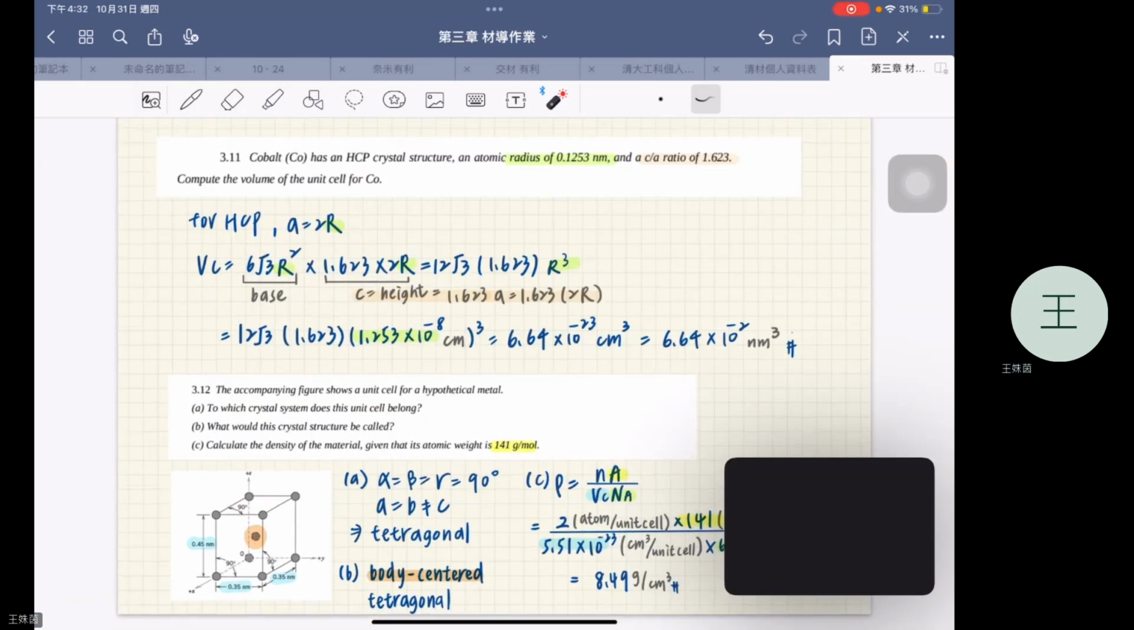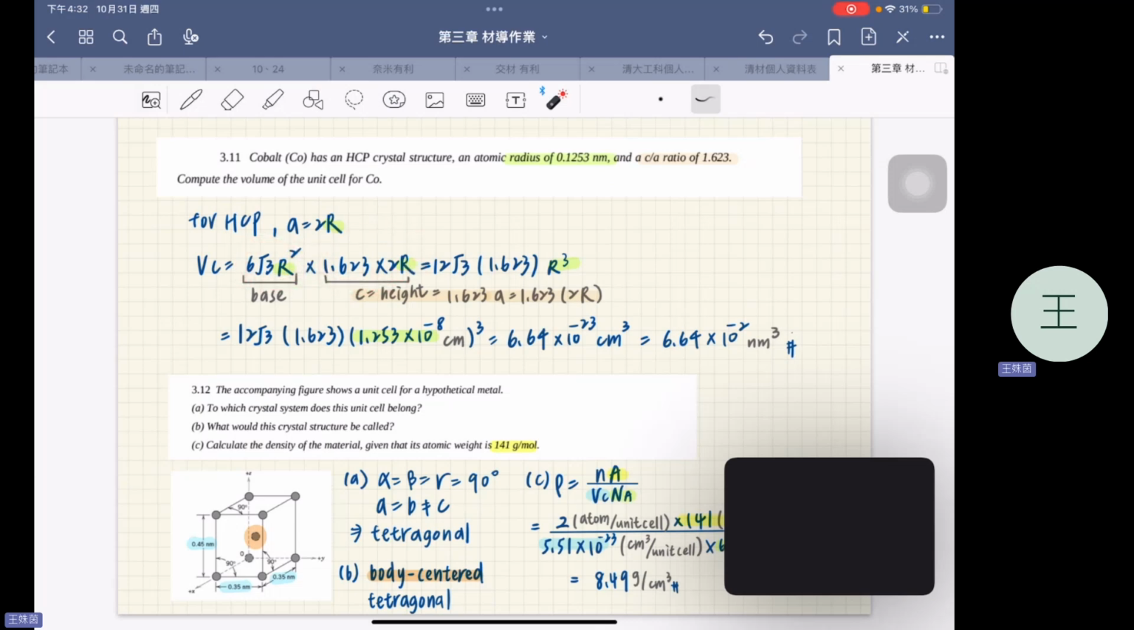Then for question 3.11, cobalt has an HCP crystal structure and an atomic radius of 0.1253 nanometer. We also know the c/a ratio because we want to know the height of the HCP, so c/a equals 1.6238. We compute the volume of the unit cell of cobalt. For HCP, a equals 2R, and we want to calculate the volume of the unit cell, which is the base times the height.